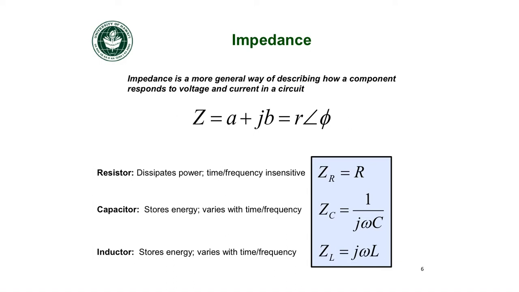And this is going to tell us how these circuit elements will respond to voltages and currents being applied to them. We can then use impedance to be able to reuse all of our DC circuit analysis tools for AC circuits that have resistors, capacitors, and inductors.